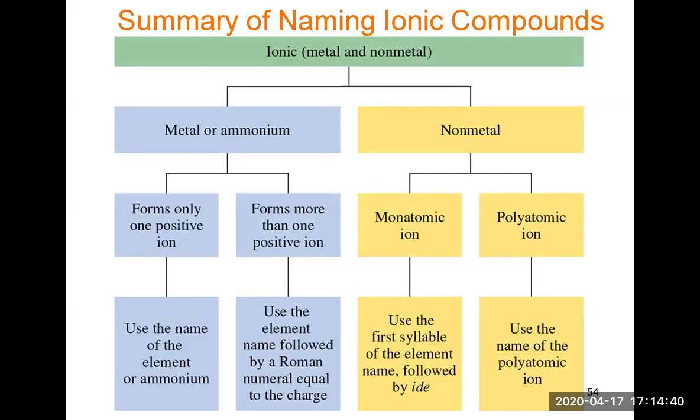And then you name the nonmetal. If it's a monoatomic ion, you just take the root of the name and end in "ide." So for example, chlorine becomes chloride. If it's a polyatomic ion, just use the name as it is found in the list of polyatomic ions. And that ends section 3.6, sorry.